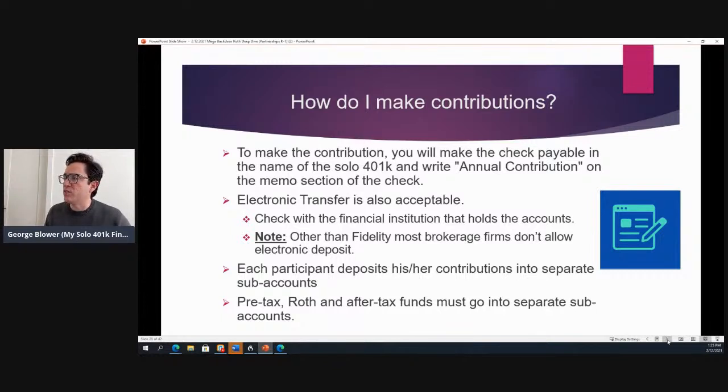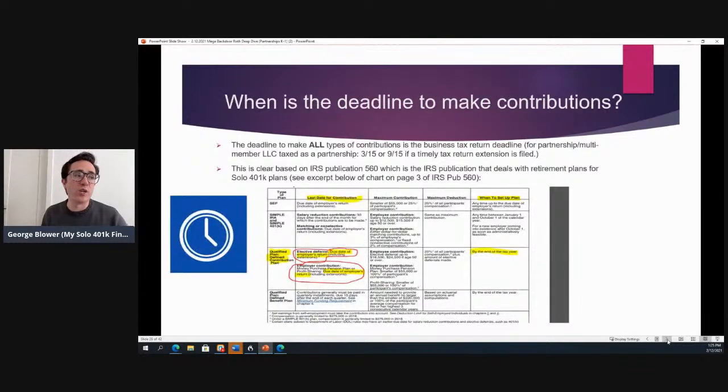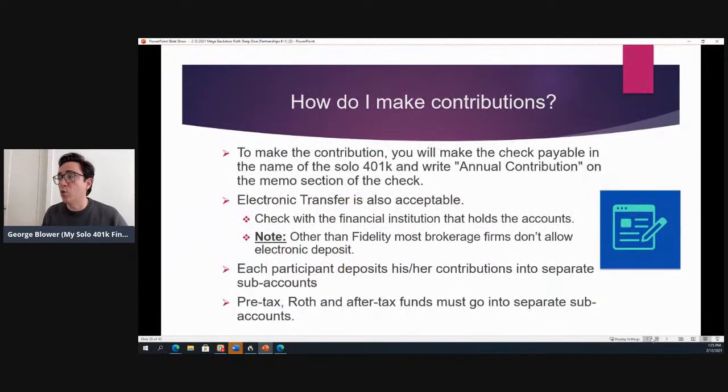Next question: can you do a $6,500 catch-up if 50 or older and $300,000 of self-employment? In other words, do Roth income limits apply to the solo 401k? Great question. No, they do not. So unlike a Roth IRA, where your ability to make a Roth IRA contribution phases out once your AGI is too high, those income limits do not apply to a solo 401k. That's one of the big differences between a Roth IRA and a Roth solo 401k. So thank you for those good questions. Please don't hesitate to ask more questions. In the meantime, we'll proceed with the next set of slides.